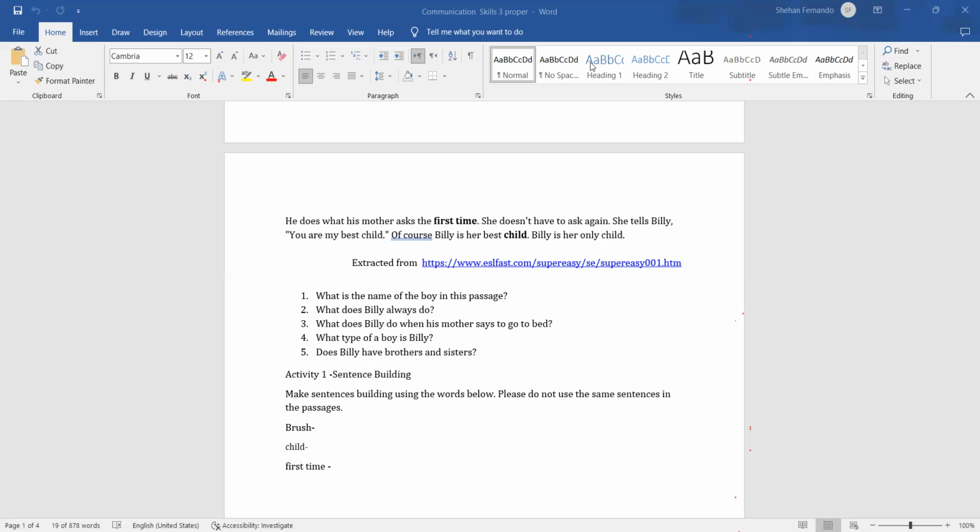Then brush, right. Child. He brought a toy for his child. He brought a toy for his child. Oh, Utpala had put that. Wait a second.